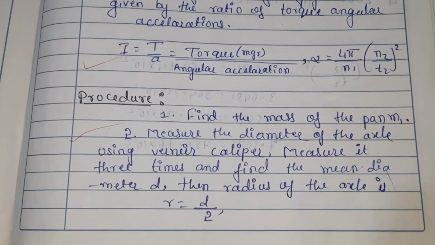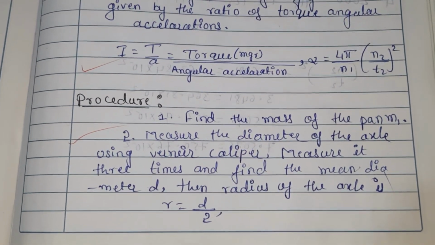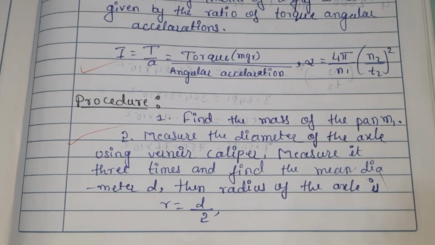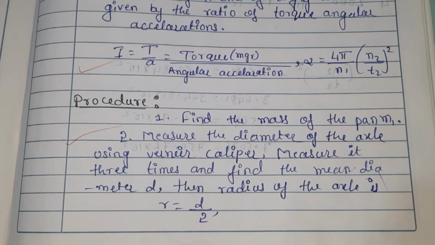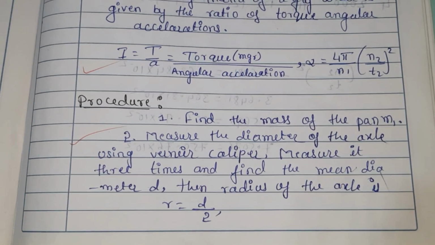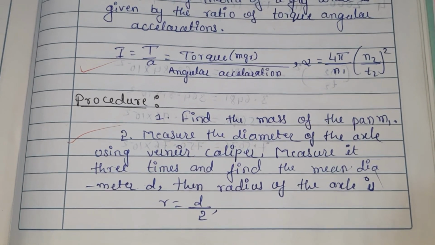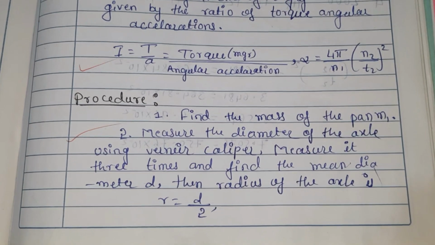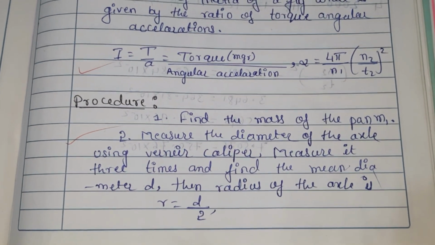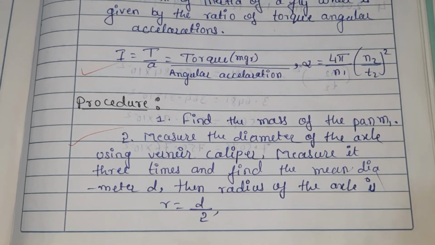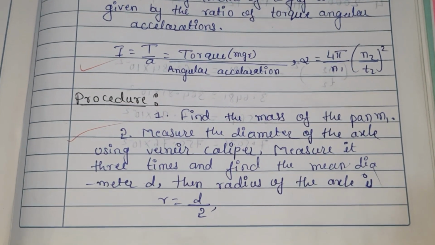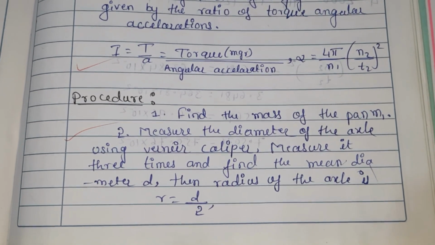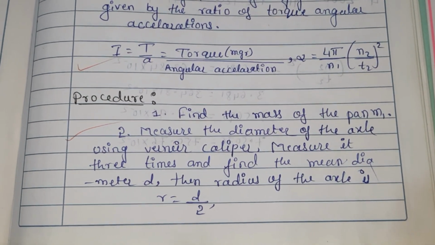So first you have to understand the procedure of the experiment. First you have to find the mass of the pan, m1. So weights whatever you are taking, 50 gram, 100 gram, like that. So the mass of the pan you have to find out. Second thing, measure the diameter of the axle using the vernier caliper as you have written in the observation. Measure it 3 times and find the mean diameter d, then you will find the radius of the axle.